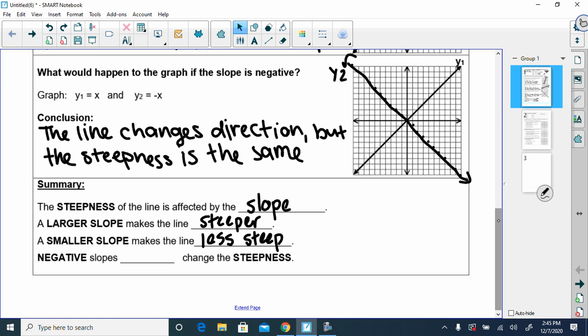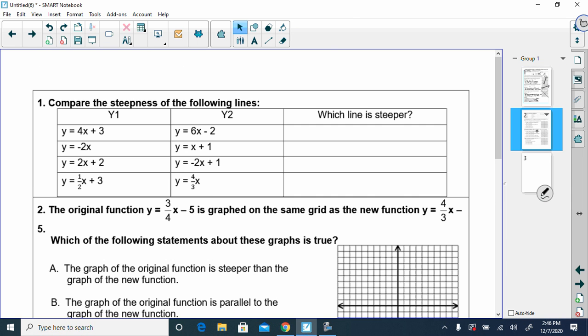Okay, and then a negative slope, is that going to change the steepness at all? No. So negative slopes do not change the steepness. Okay, so far, talking about our slope, all that's going to do is make our line steeper, less steep, or change its direction. It doesn't move anything else about the graph, right? Okay, so flip it over on the back.